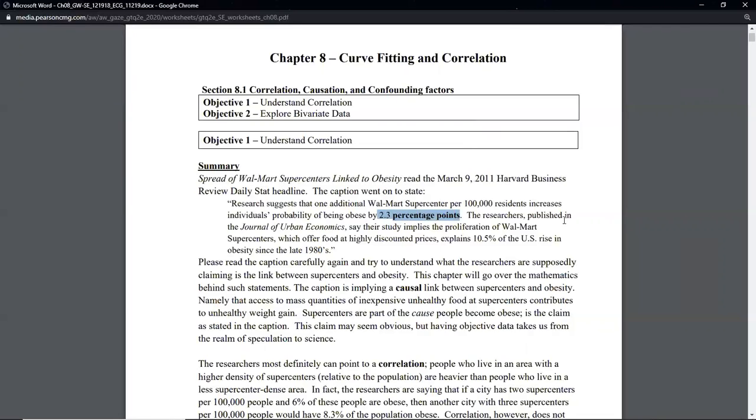Okay, so the researchers published in this journal say the study implies the proliferation, which means if Walmarts keep increasing in number and spreading over America or whatever country we want to talk about, of Walmart supercenters, which offer food at highly discounted prices.